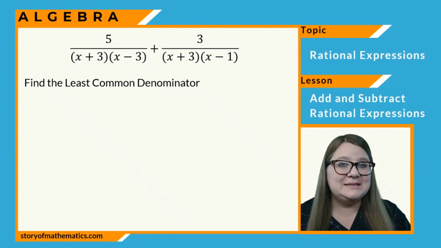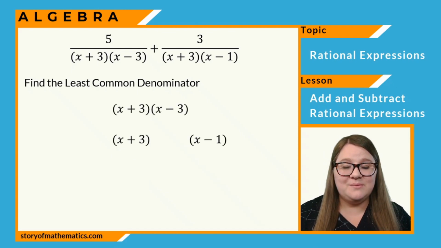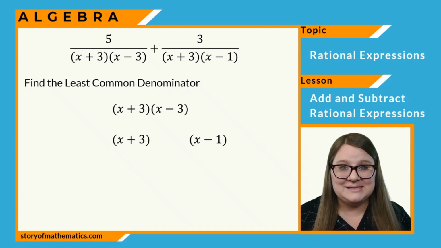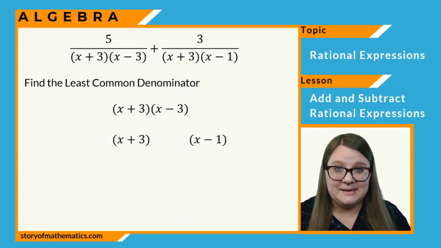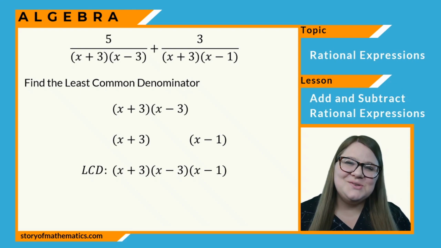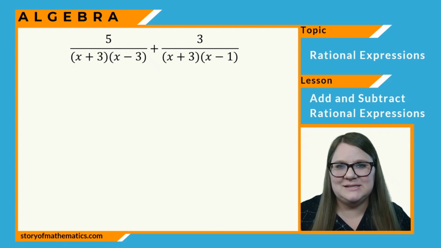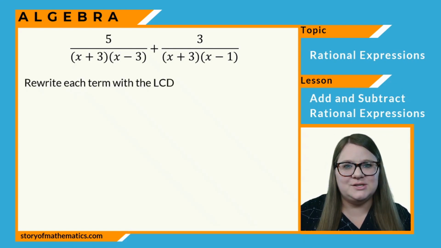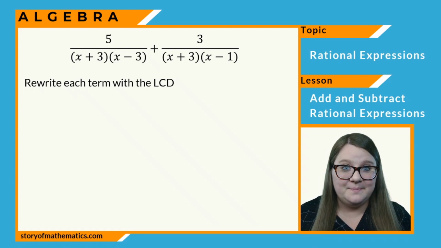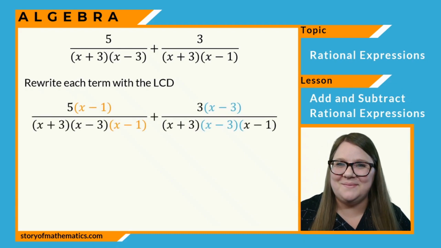And now I want to find the least common denominator. So I write out each set of denominators and I try to see what's the same. They both share an x plus 3, so I'll carry that down. And then I'll also carry down 1 x minus 3 and 1 x minus 1 to find that LCD. Now I need to rewrite each of these fractions with that LCD. What's missing from the first fraction's denominator? Well, that would be the x minus 1, so I'll multiply by that on top and bottom. For the second fraction, I'm missing the x minus 3, so I'll multiply by that on top and bottom.